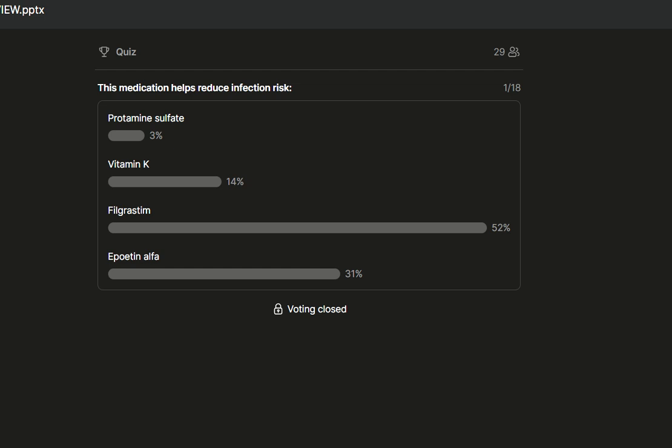What does filgrastim do? Neutrophils. It stimulates new neutrophils. Do neutrophils have anything to do with infection? Yeah, they fight it. So if we stimulate the growth of more infection-fighting cells, could that reduce my infection risk? Yes. That's how we got there.